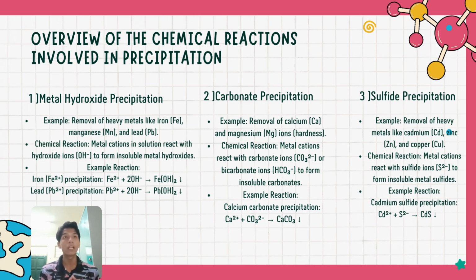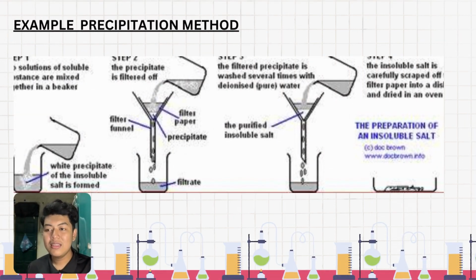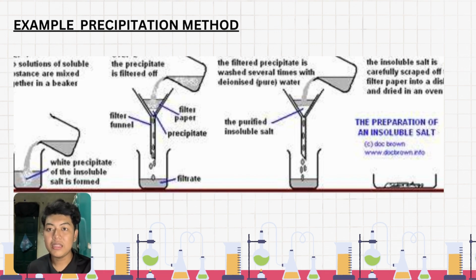Finally, let's look at sulfide precipitation, which is effective for removing heavy metals such as cadmium, zinc, and copper. In this reaction, the ions combine with sulfide to form insoluble metal sulfide. For example, cadmium 2+ with sulfide 2-, you get cadmium sulfide. As you can see, this is a simple precipitation method.